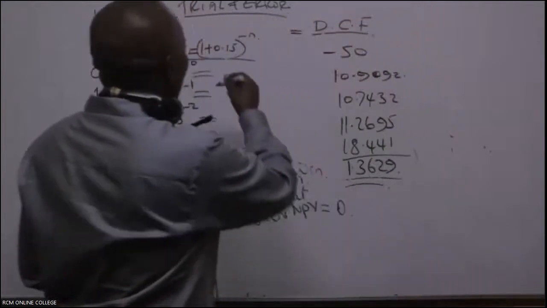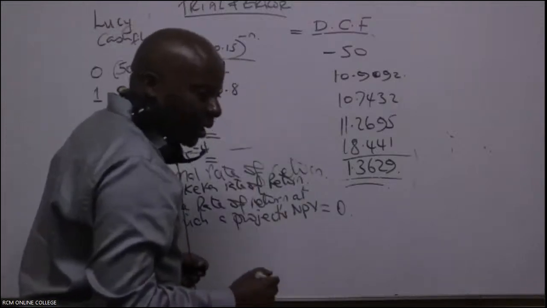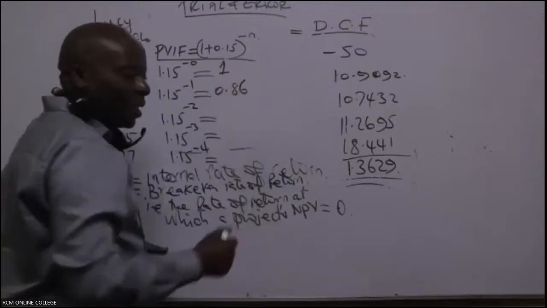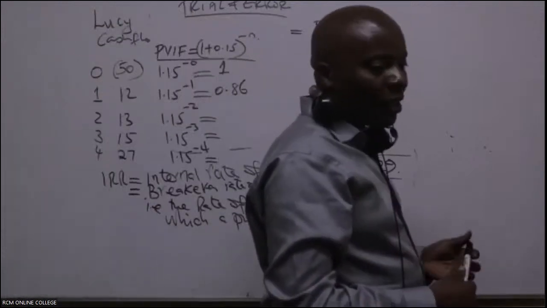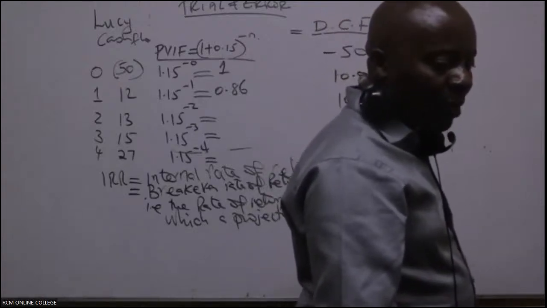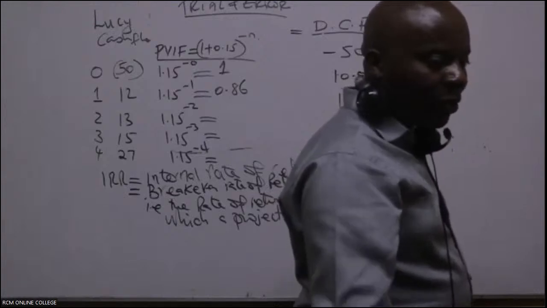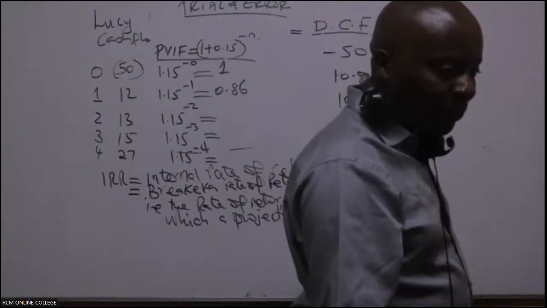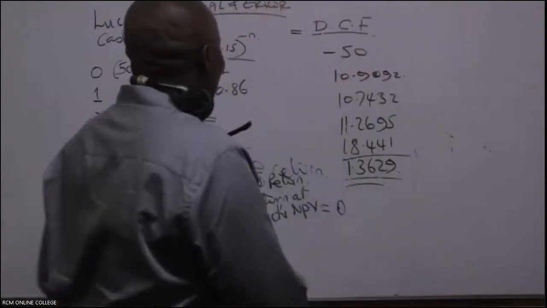So the first one, of course, is 1. And then the second one is 0.86 when n is 1. I can't see their numbers. 0.8696, thank you very much.